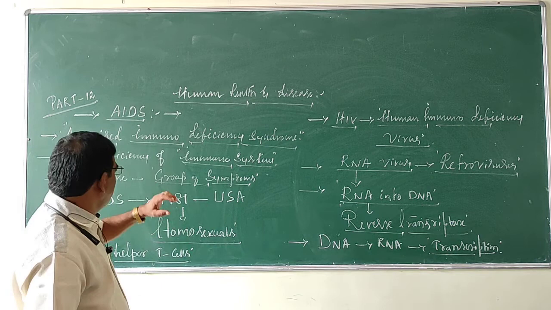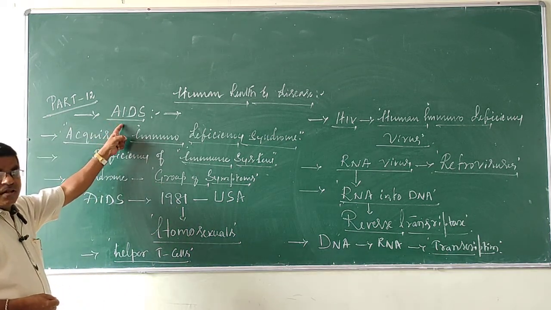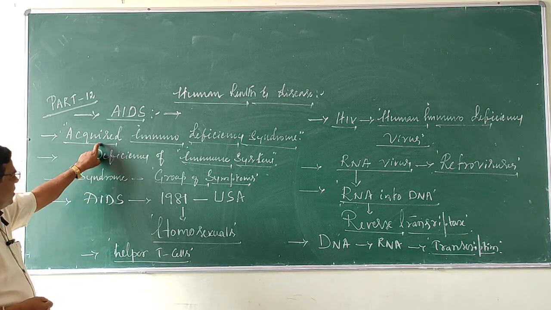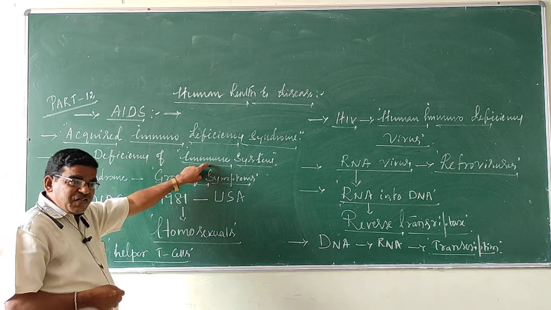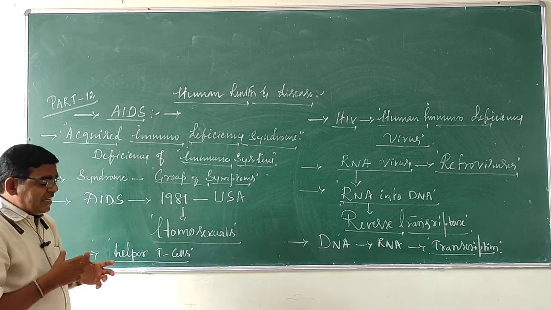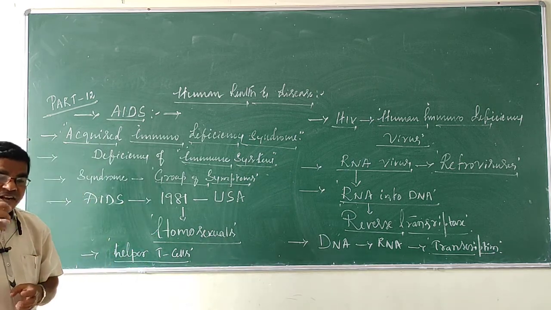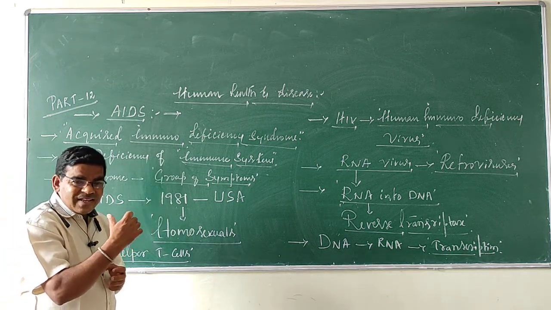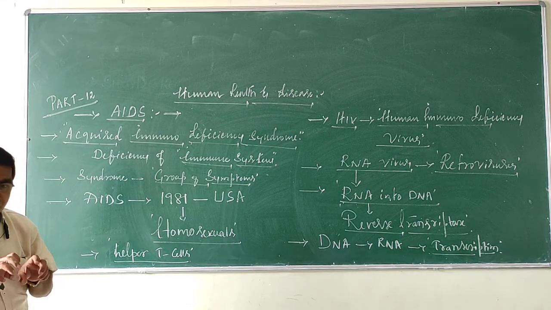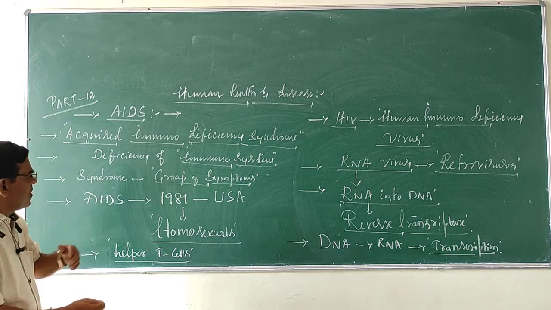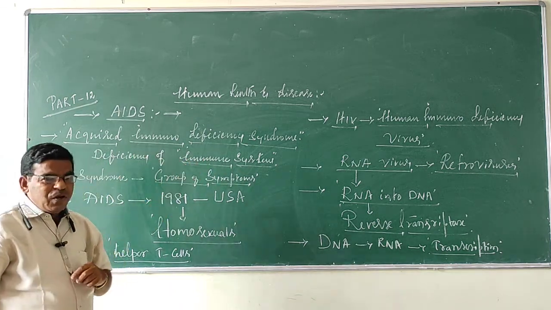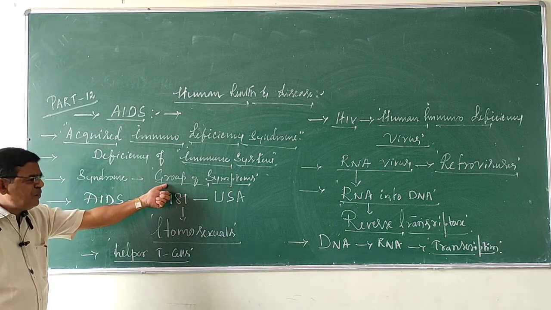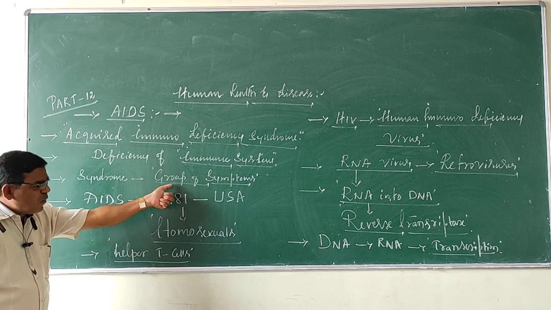Clear? That was the introduction to AIDS. AIDS stands for acquired immunodeficiency syndrome. This means deficiency of the immune system, because the HIV virus particularly attacks T helper cells. As a result, the number of T helper cells gradually decreases, and our immune system is gradually destroyed. That's why it is called deficiency of the immune system. Syndrome means a group of symptoms.